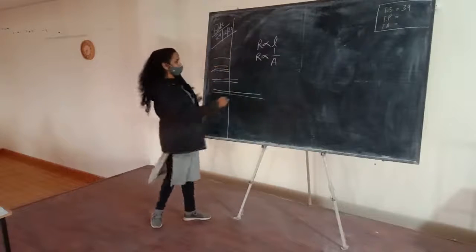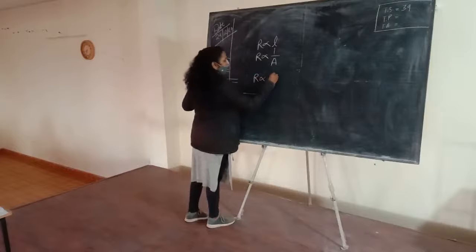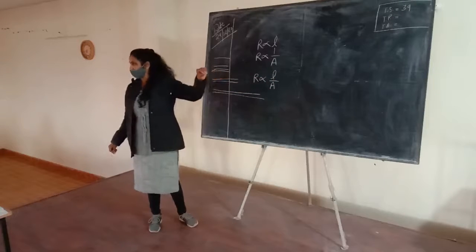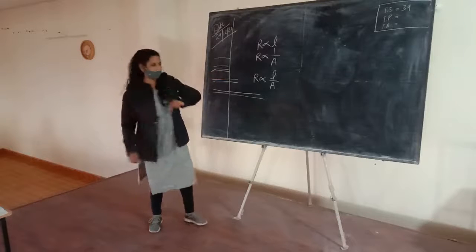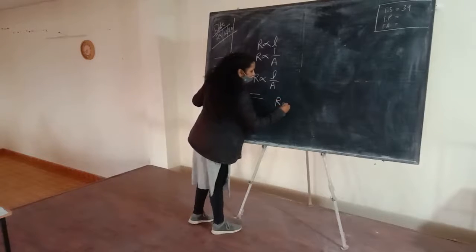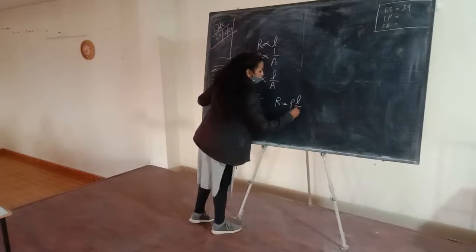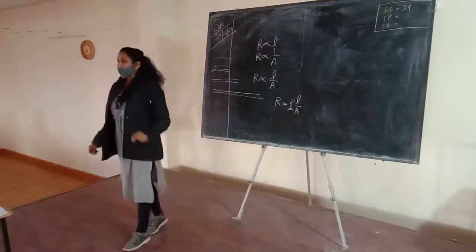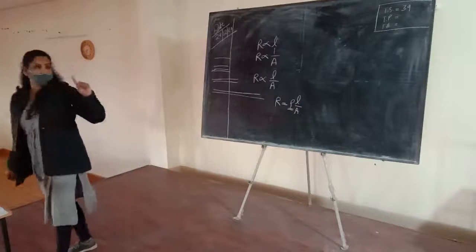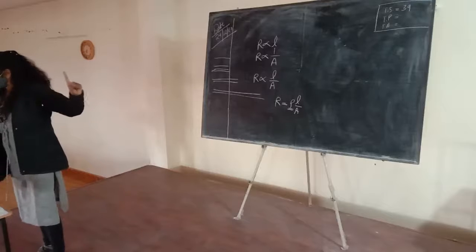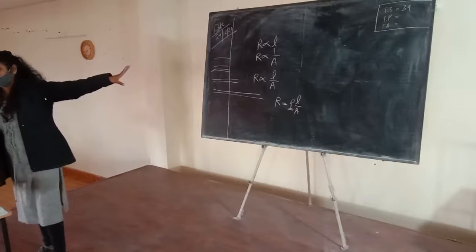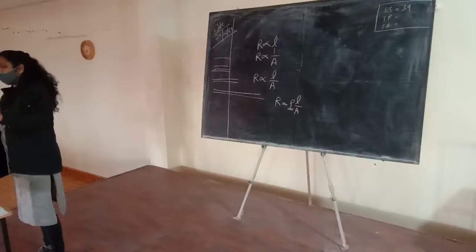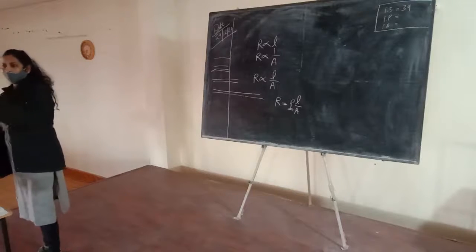If we combine these two factors, we get that R is proportional to L upon A, and we can replace the proportional sign by using a constant, rho. So we can write R equals rho L upon A, where rho is the resistivity of the material. The resistivity of the material does not depend on the area of cross section or on the length of the wire. It does not depend on these two things. It only depends on the temperature.